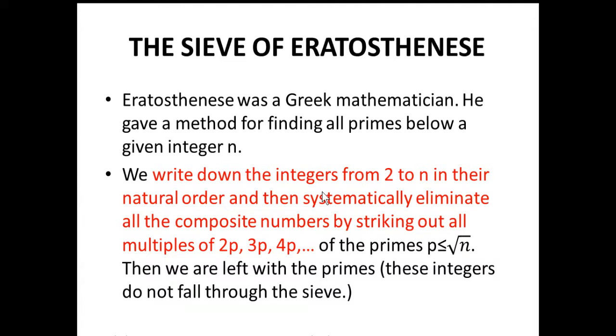Next is the sieve of Eratosthenes. So what is the sieve of Eratosthenes? In this, you just write a limited range of numbers, suppose from 1 to 100. Then you find the prime numbers from all those numbers. That is, you sieve the primes from that larger group. So what is the method that we use? We write down the integers 2 to n in their natural order and then systematically eliminate all the composite numbers by striking out all the multiples of 2p, 3p, 4p. Then the numbers you are left with will be the primes.